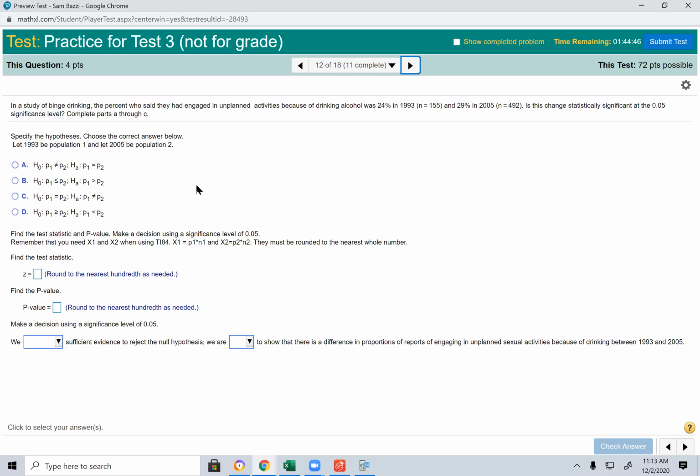Okay. Now the last part of chapter 8 is section 8.4. It's a two-proportion Z test. In a study of binge drinking, the percent who said that they have engaged in unplanned activities because of drinking alcohol was 24% in 1993, N was 155, and 29% in 2005, N is 492. Is this change statistically significant? At the 0.05 significance level, complete parts A to C.